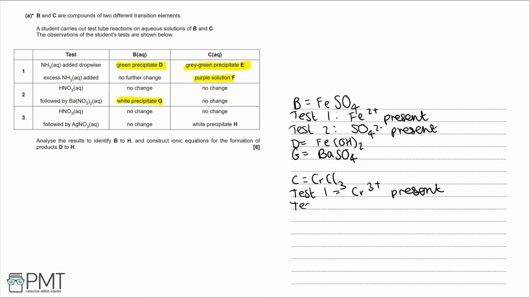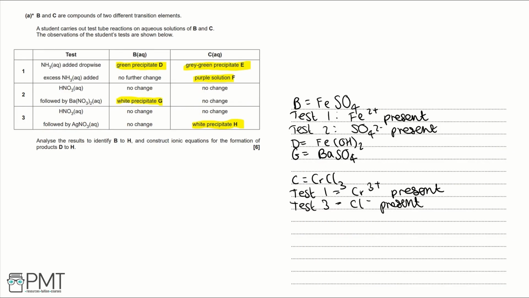Then if we look at test 3, because test 2 has no change, in test 3 we have a white precipitate H. That's when we add silver nitrate to nitric acid and get this white precipitate. That's a test for a halide, and because we've got a white precipitate, we know it's going to be a chloride ion that's present. So that's how we can work out what C is.